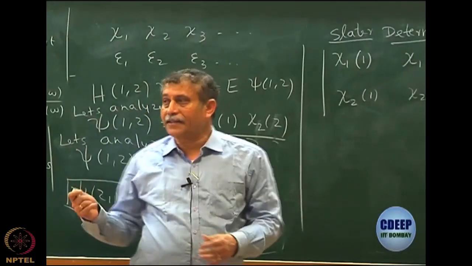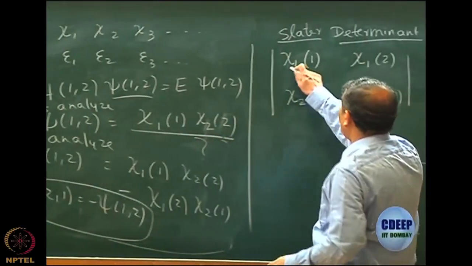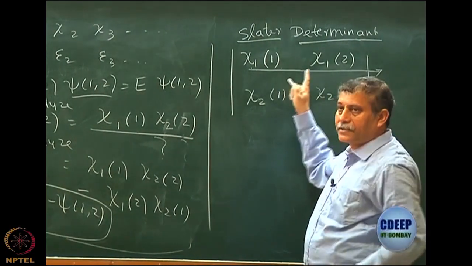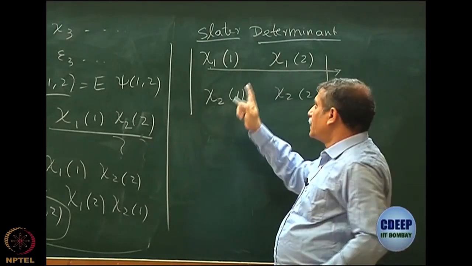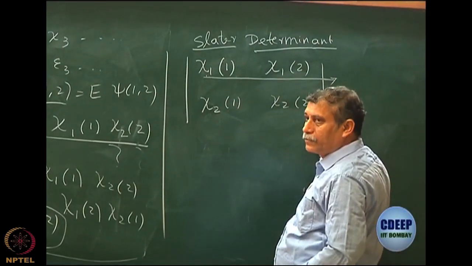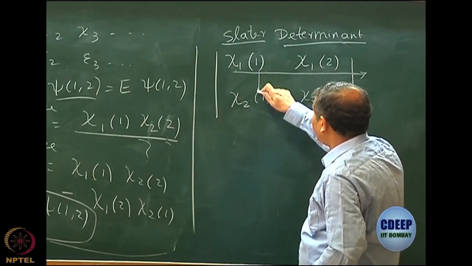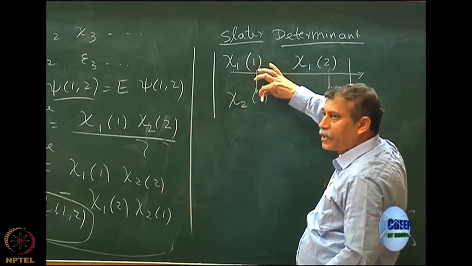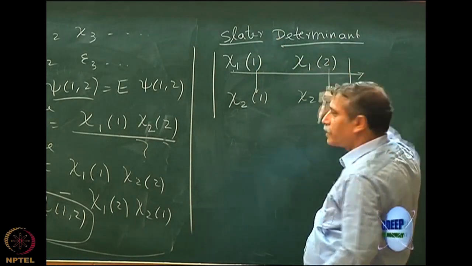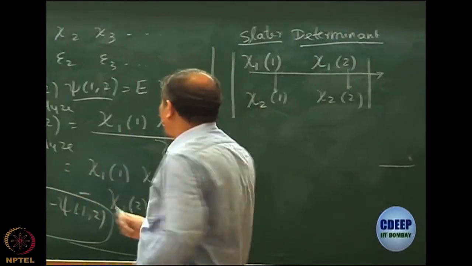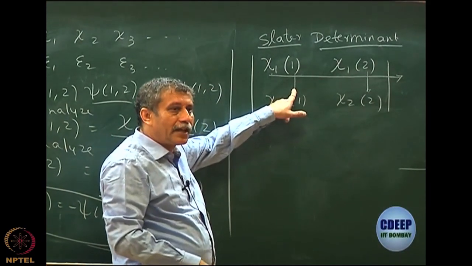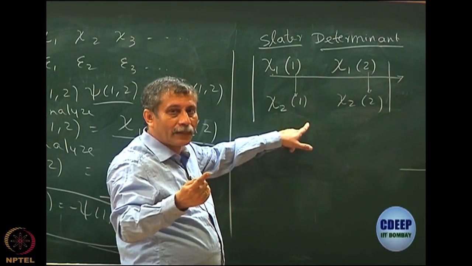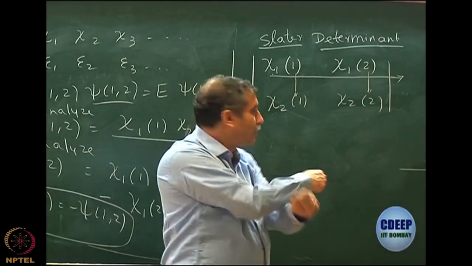The trick to write this determinant is the following. Once I know the two spin orbitals, one row should be characterized by one of the spin orbitals, so let us say chi 1. The second row should then be characterized by chi 2. A column may be characterized by the coordinate of the electron. So, in this column only coordinate 1 comes, in this column only coordinate 2 comes. Again, when I say coordinate, they are the coordinates of the spin orbitals, so they are basically the space spin coordinates, r and omega, both are there. So, when I interchange, I am interchanging both.